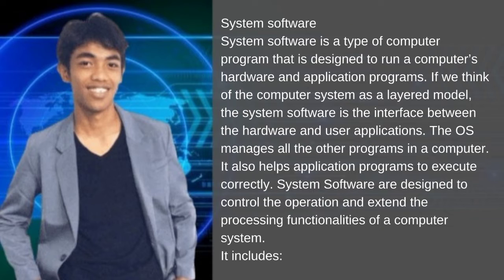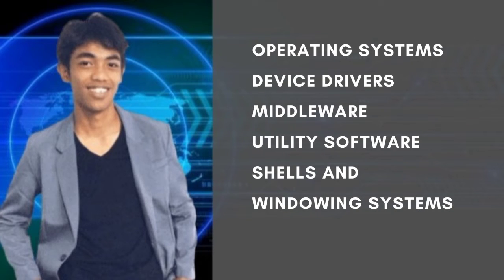It also helps application programs to execute correctly. It is designed to control the operation and extend the processing functionalities of a computer system. The system software includes operating system, device driver, middleware, utility software, shell, and windowing system.